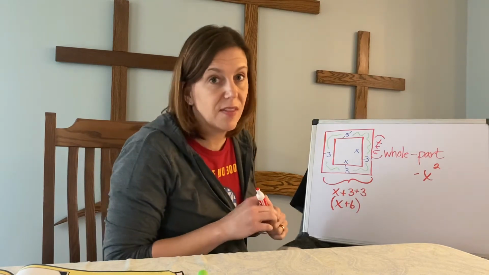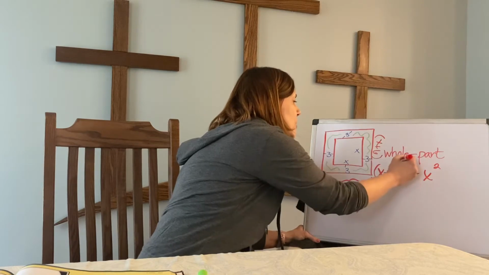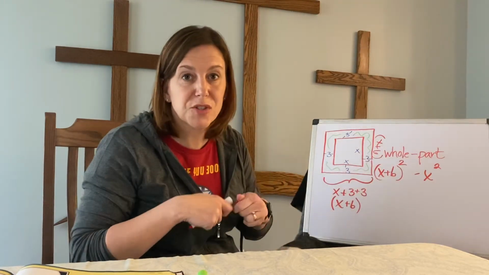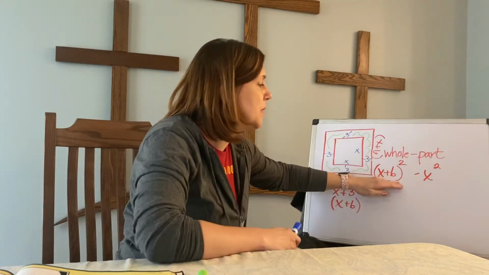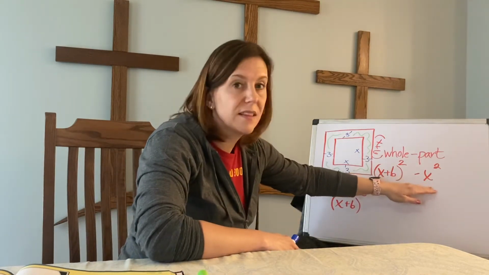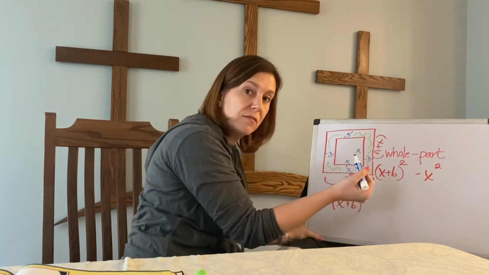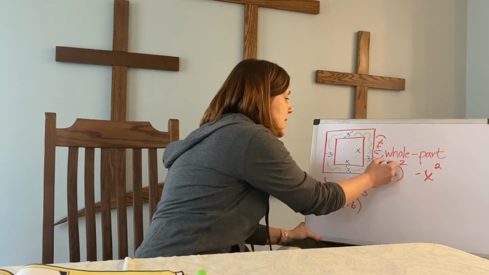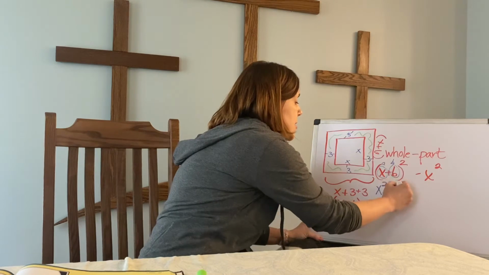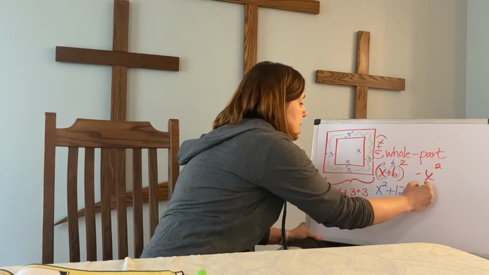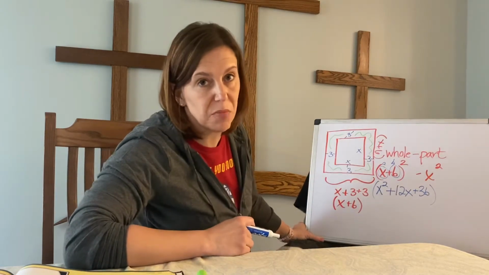And how do I find the area of a square? I square one side. So you can see where squaring the binomials is coming into play here. So I first need to square this binomial. Then I'm going to subtract the x squared for the inside of the patio. Using my pattern, again, this is my A, and this is my B. X squared plus 12x plus 36 is the area of the entire shape of what we're talking about.